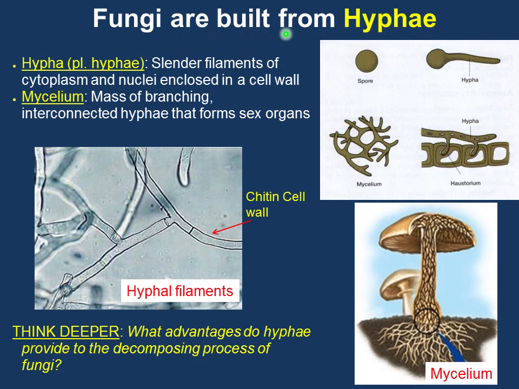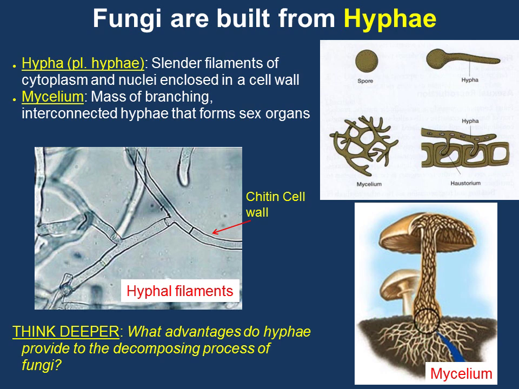Fungus are built from hyphae. I mentioned before that hyphae are these single cells in series, slender filaments of cytoplasm and nuclei, and they're enclosed in a cell wall. Sometimes they're separated by septa, and sometimes they're not. The mycelium is a massive branching, interconnected hyphae that forms sex organs. Typically we don't see hyphae in the ground forming a mycelium because the idea of the hyphae is to absorb nutrients. So if they're bundled, they're not necessarily good at absorbing nutrients because they're surrounding each other.